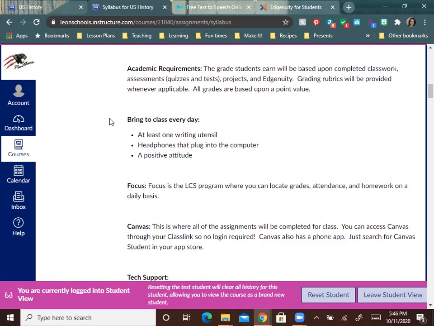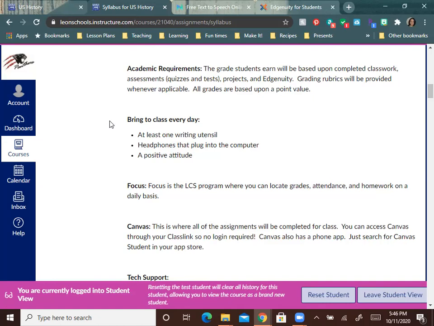So bring to class every day: at least one writing utensil, headphones that plug into the computer, I have provided those for the kids that are in my classroom, brick and mortar, and a positive attitude. Focus is the LCS program where you can locate grades, attendance, and homework on a daily basis. So for Focus, because we're using Canvas, I'm only putting in the overall grade.